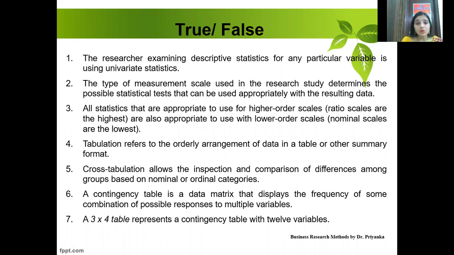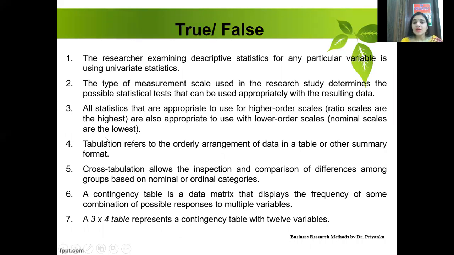Is it? No, not at all possible. But otherwise, it would be possible. The kind of statistics you will be using for nominal scales are actually readily usable for ratio scales, but otherwise it is not possible. So it is false.